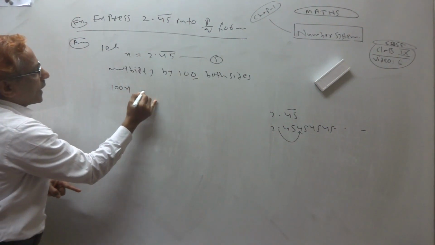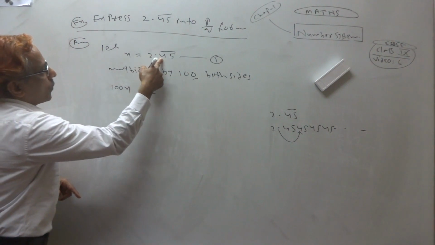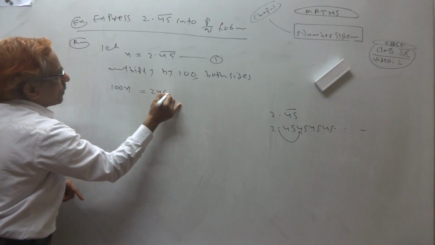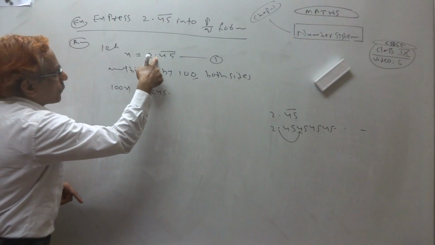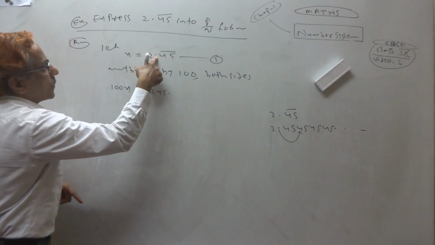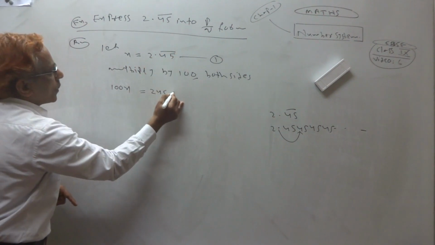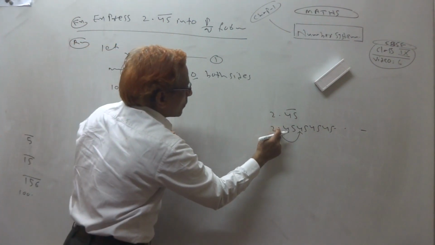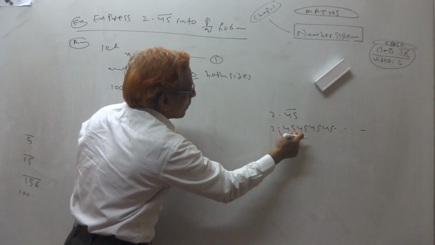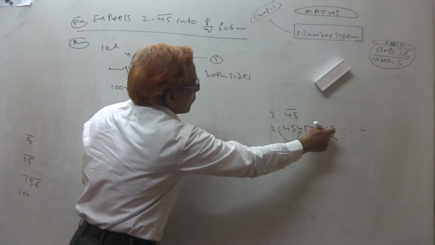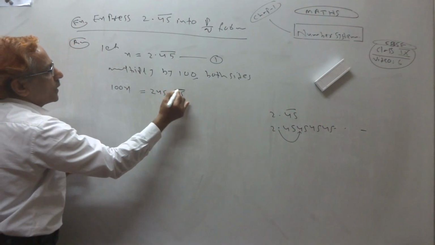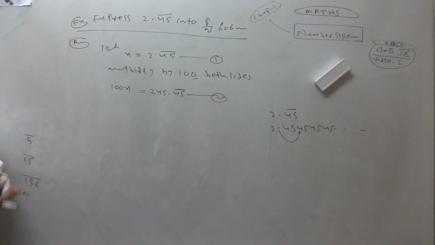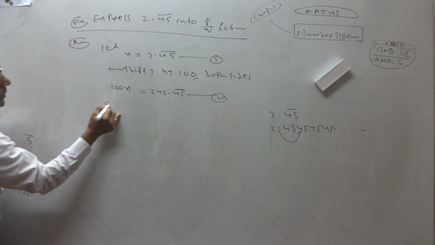So you will get 2, 4, 5, point. This will move after 2 places. So again 45 bar will be there. This is moved here. So 245.45 bar. Yes. This is the second equation. Then subtract.